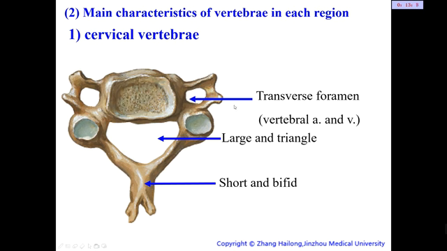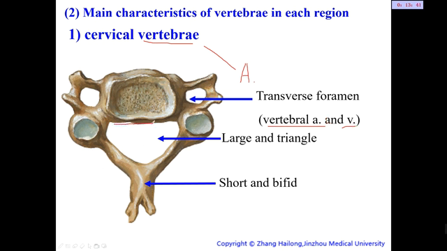What structure is in this foramen? Artery, one kind of artery. The artery's name is the vertebral artery. The vertebral artery goes upwards along your neck, and finally enters your skull to supply your brain. The vertebral artery is in the foramen. At the same time, there is the vertebral vein, artery and vein in it.